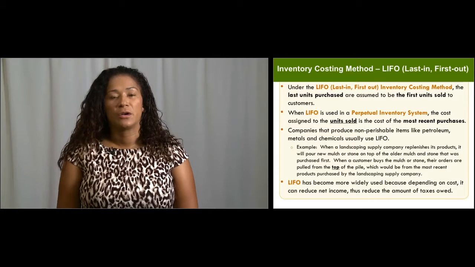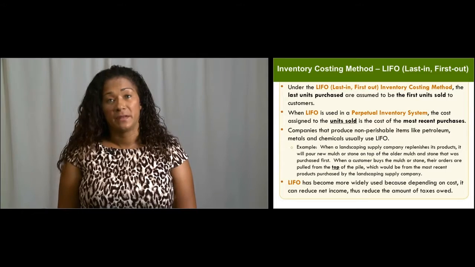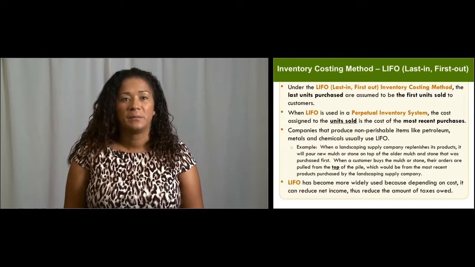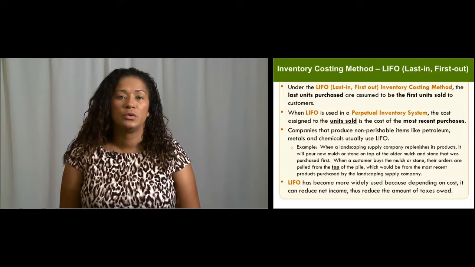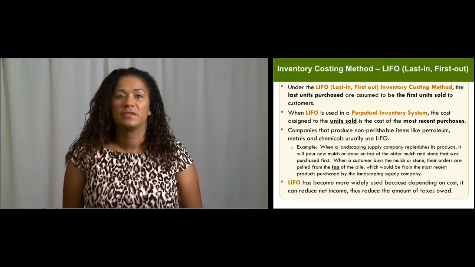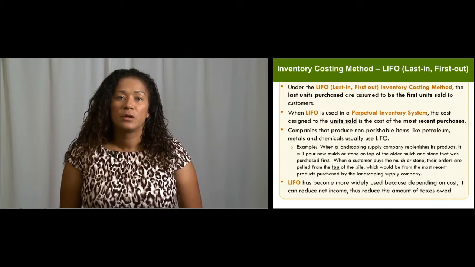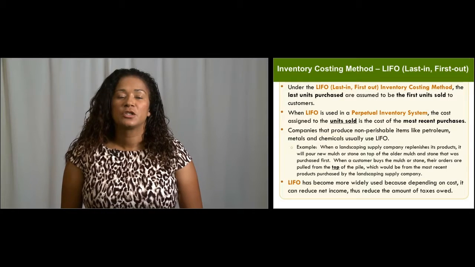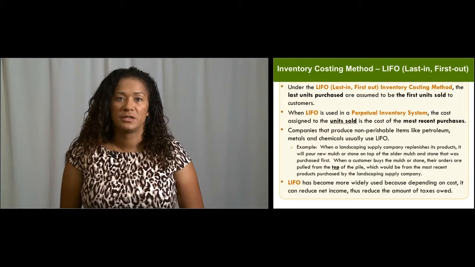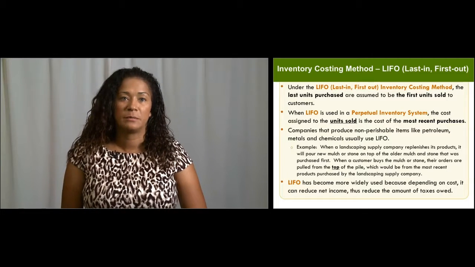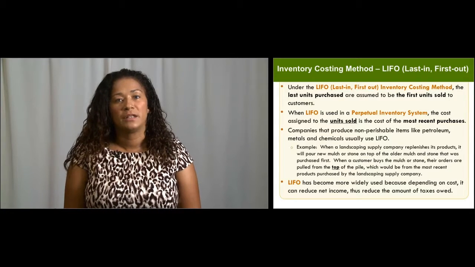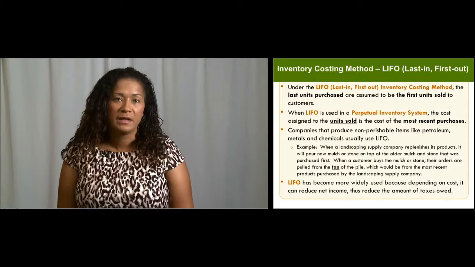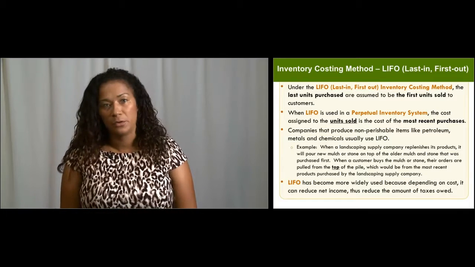Landscape supply companies are a good example of a company that would use the LIFO method. When a landscape supply company replenishes its products, such as mulch and stone, they pour the new mulch and new stone on top of the old materials that were previously purchased. When a customer buys mulch or stone from the landscaping company, the customer's orders are pulled from the top of the mulch and stone pile, which would be the materials last purchased or the most recently purchased items by the landscape supply company. In recent years, LIFO has become more widely used because it can reduce net income, thus reducing the amount of taxes the company owes.